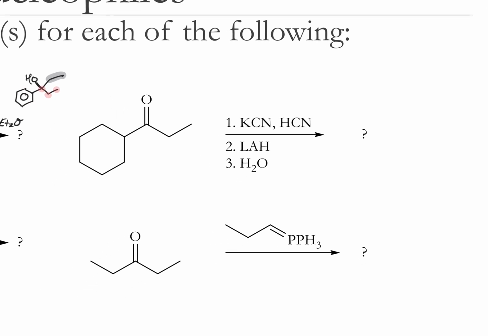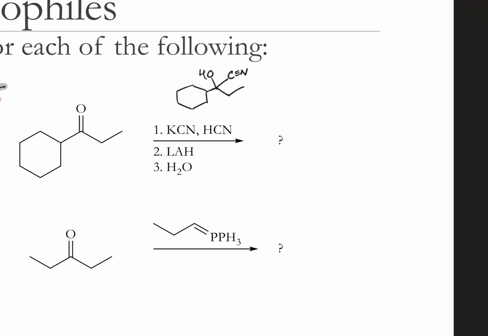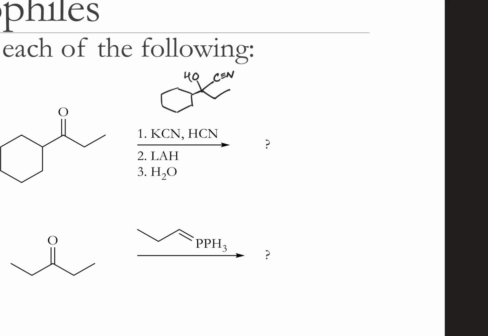In the second reaction, we have potassium cyanide and hydrogen cyanide. That is going to convert this carbonyl into a nitrile. So we're going to get, from the first step, the cyanohydrin right there. And then in the second step, with the lithium aluminum hydride and then ultimately water, those are going to convert the nitrile group into a reduced form, which ultimately is going to be an amine. And this is 1 carbon, so right there, and then NH2 will be your final product.